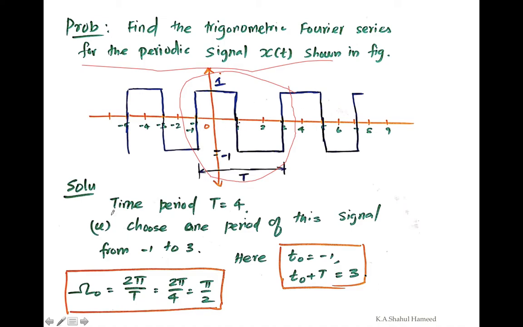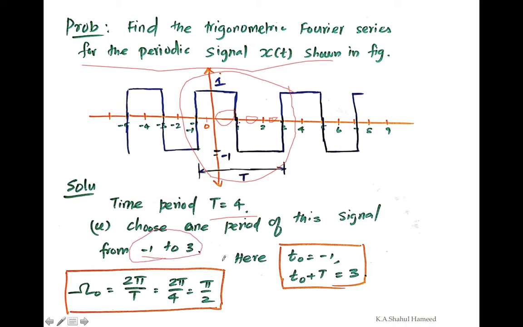So here the time period of this waveform is T is equal to 4. Since the waveform is starting from -1 to 3, so -1, that is 1, 2, 3, 4. Hence the time period of this waveform is 4. The same waveform is repeating over each and every time period, that is each and every T is equal to 4. So we are going to choose one period of this signal starting from -1 to 3.